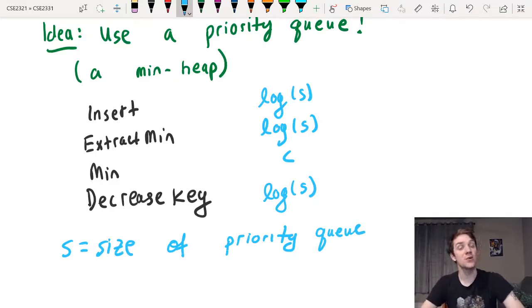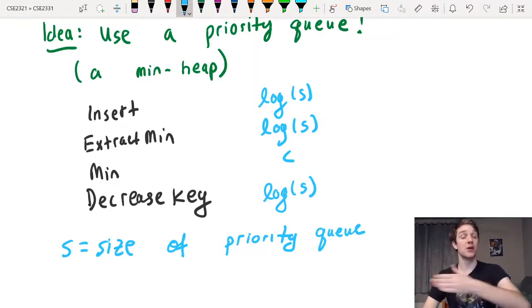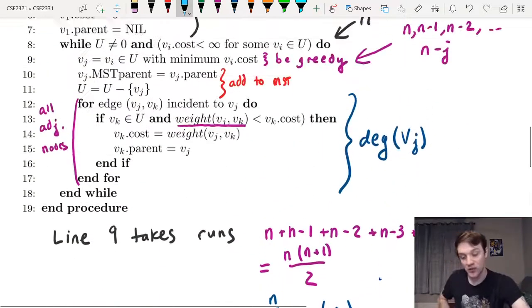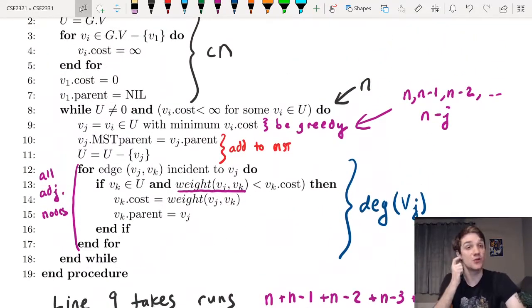So, rather than storing the vertices as this sort of set that we have to iterate over all of the vertices, what we're going to do instead is use a priority queue and then use that to store those minimums, the minimum costs. So that is all we're going to change. The previous code, we stored these costs and accessed them by sort of iterating over every single vertex. There's no need to do that when all we need is the minimum every time.